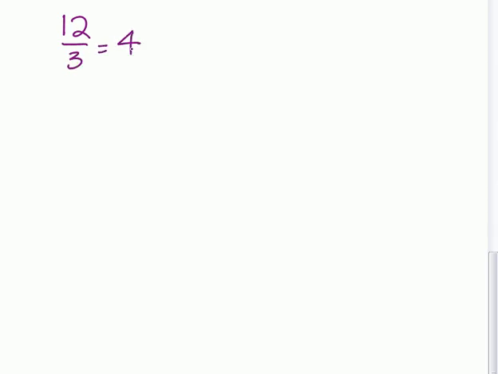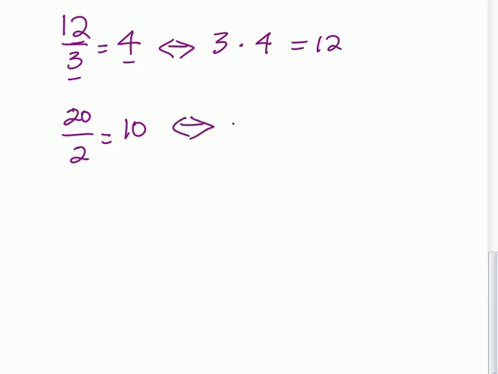All right. So, one other thing, in fractions, we know that 12 over 3 equals 4. Why? If I said, why do you know that 12 divided by 3 equals 4? Well, you might say, because 3 times 4 gives you 12. So these two statements are kind of equivalent. That's the relationship between division and multiplication. Likewise, 20 over 2, what's that? 10. And the reason is because 2 times 10 gives you 20.